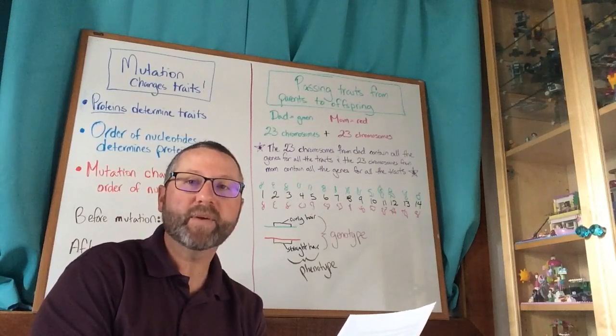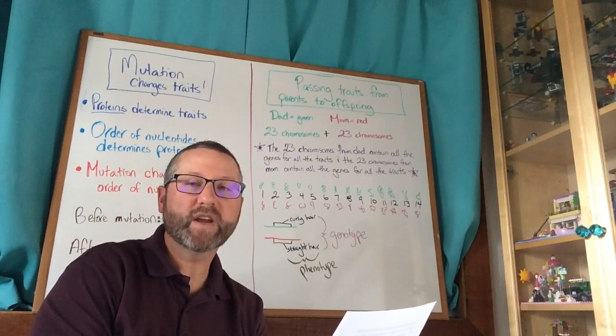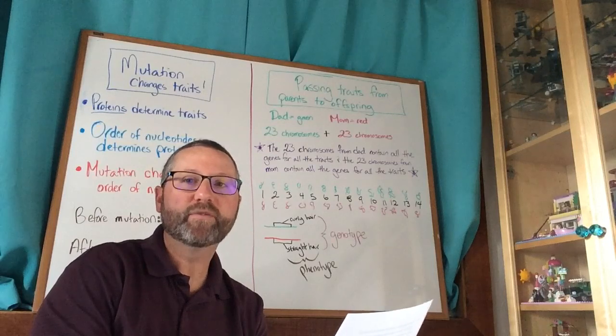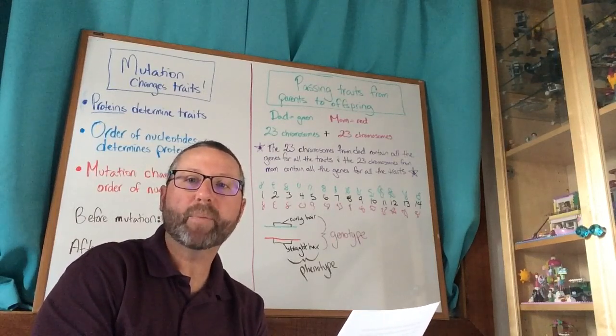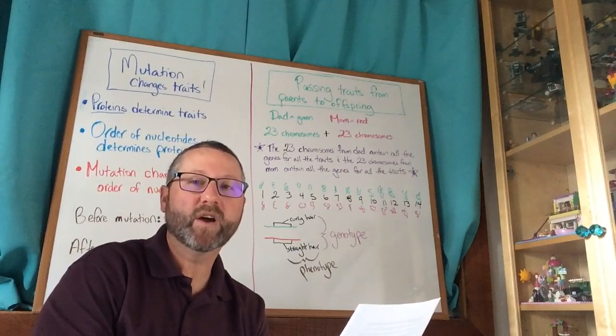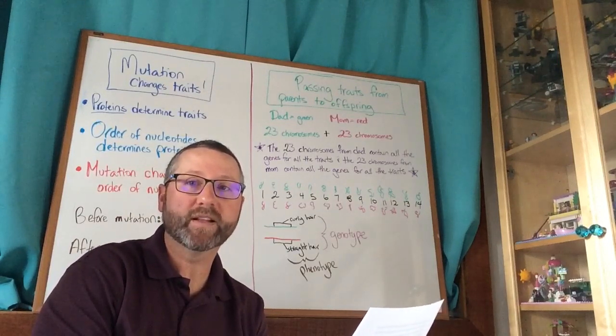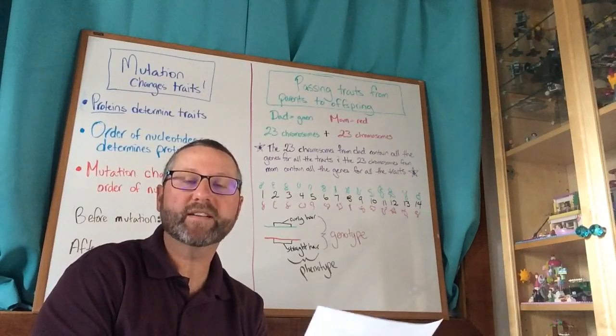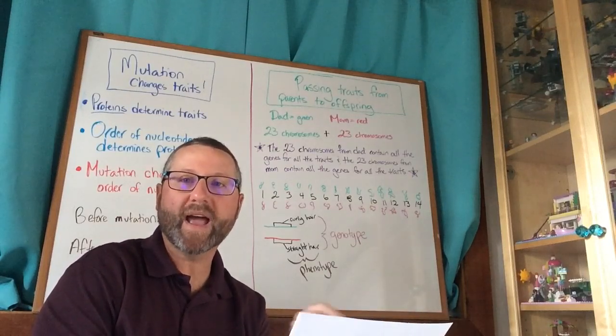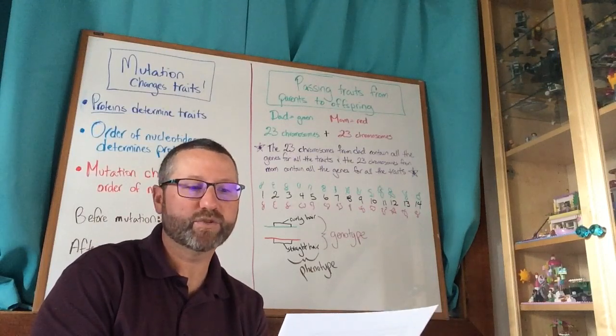The phenotype is physical traits. Pheno-physical. The genotype is the genetic possibilities. Geno-genetic possibilities, right? So the genotype is what you could possibly get. The phenotype is what you actually display as your trait.